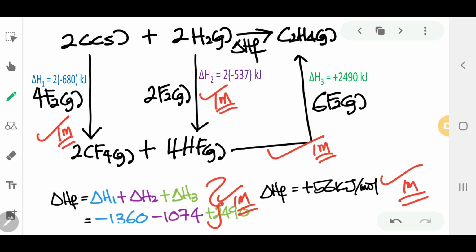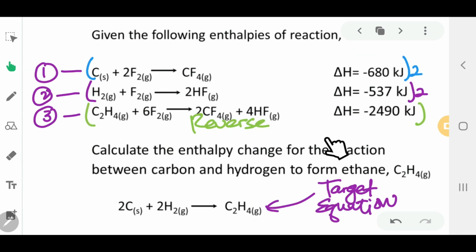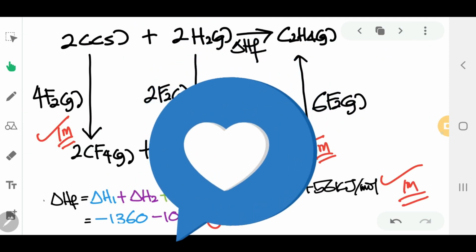That is how you're going to do the algebraic method and also the energy cycle method. Remember, before you want to understand what's going on in the energy cycle method, it's better for you to watch the algebraic method first. It's very important for you to get the target's equation and the altered thermochemical equations right over here before you want to construct your energy cycle.